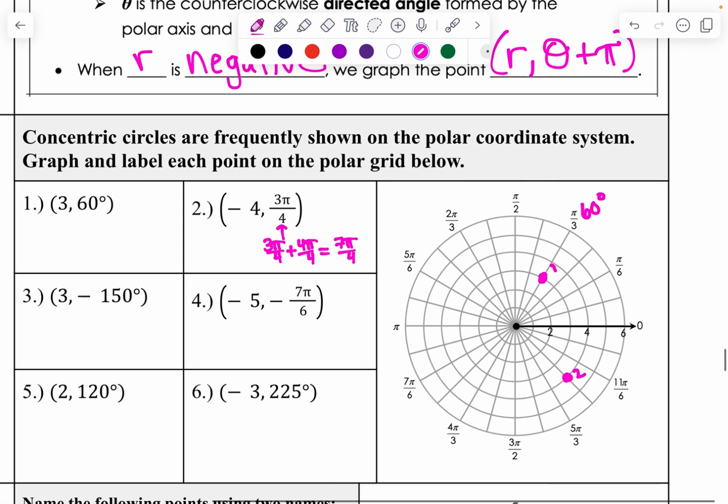All right, so number 3, we've got (3, -150 degrees). -150 degrees means start from here, and that's a 30-degree reference angle from pi. If we go 30 degrees, we're at 7 pi over 6. So here, and again, 3 units out. So 1, 2, 3. We're going to put it right here.